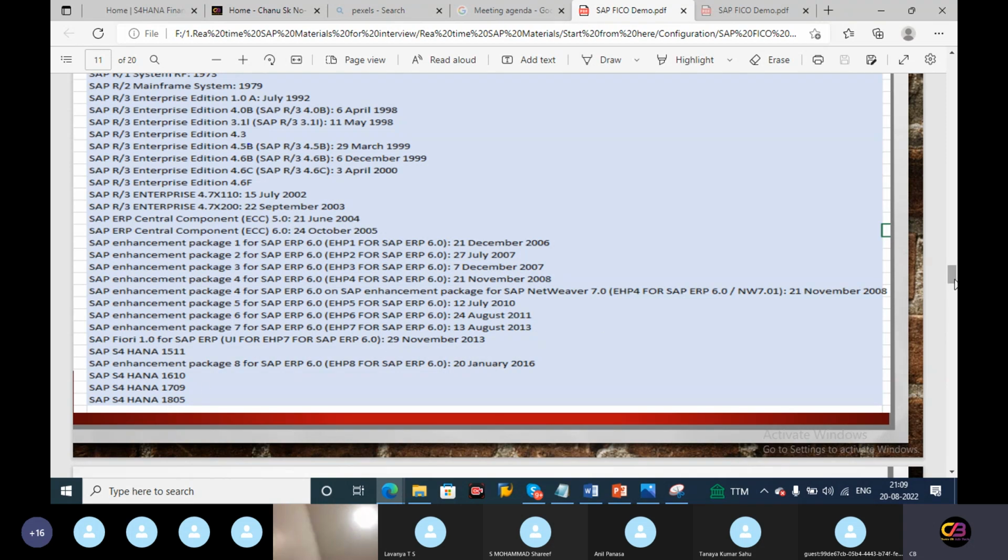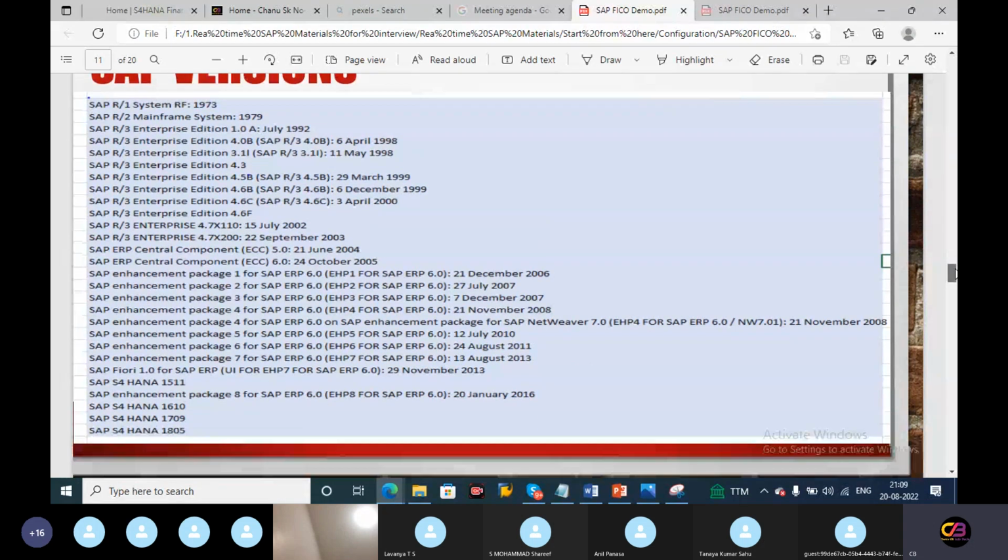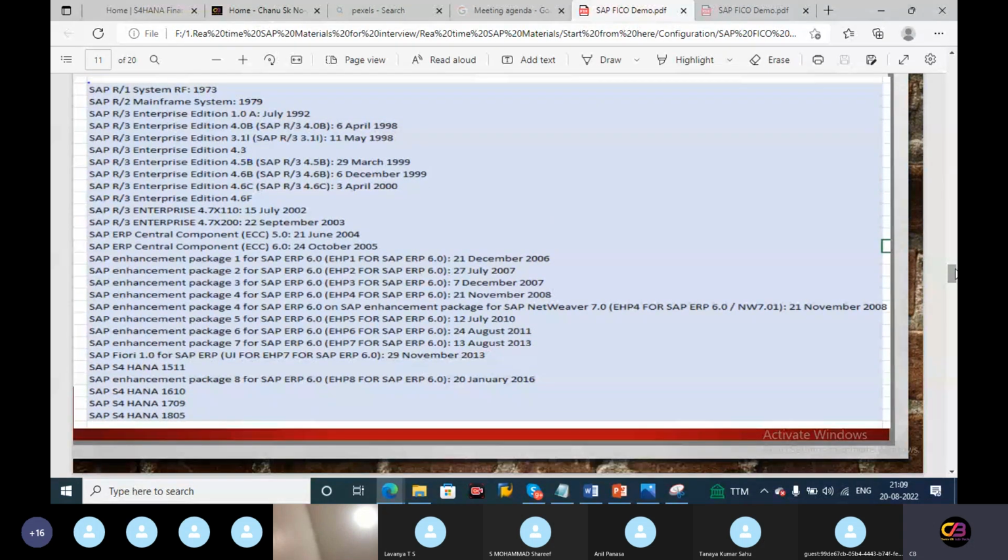At ECC level, so ERP EHP 8, ECC means the old version. Companies are still using ECC versions, though most companies have already migrated from ECC to S4 HANA. But 60 to 70% of the projects India takes from other countries are only ECC projects. Implementation projects are now only in S4 HANA, not in ECC.